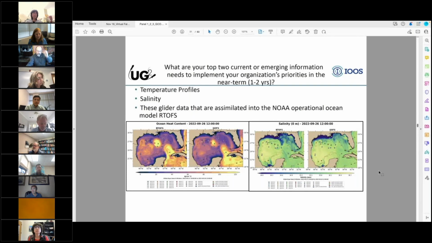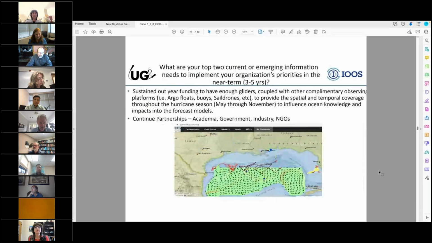Next slide. So again, in wrapping this up, whether we're planning evacuations ahead of a hurricane or developing coastal resiliency plans, these data are critical. So this glider effort, in coordination with other observing systems, needs that sustainable funding to plan for spatial and temporal sampling throughout the hurricane season.